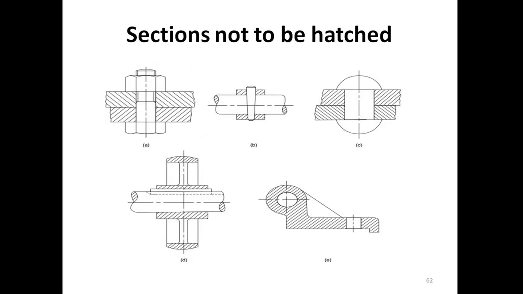Then sections not to be hatched. There are some rules or guidelines for sections not to be hatched, as shown in the figure. Nut and bolt is there, which is not hatched in case of A. In case of B, a shaft is there, which is not hatched. And third, in case of C, a rivet is there, which is not going to be hatched. In the fourth case, again a pulley is there. For the pulley, we are not going to hatch the rib. Similar to E, the ribbing portion is not going to be hatched. These are some guidelines for sections not to be hatched.